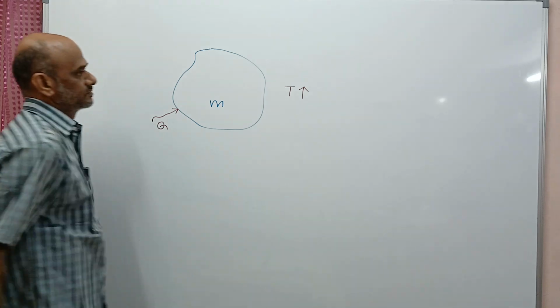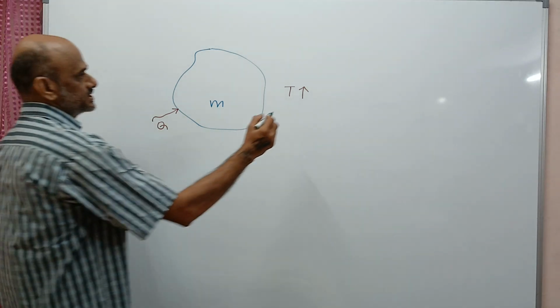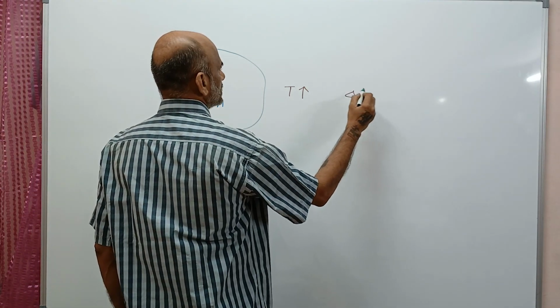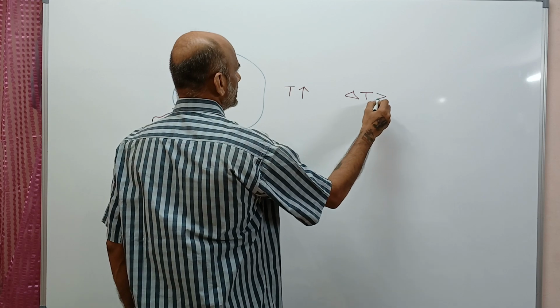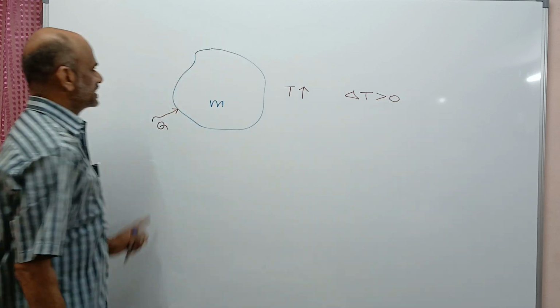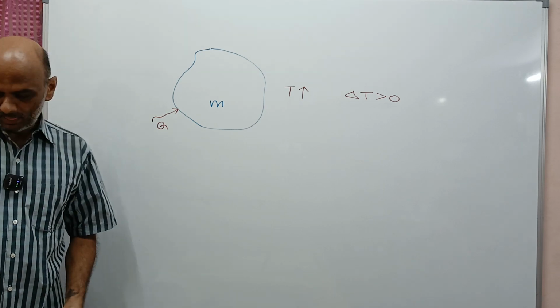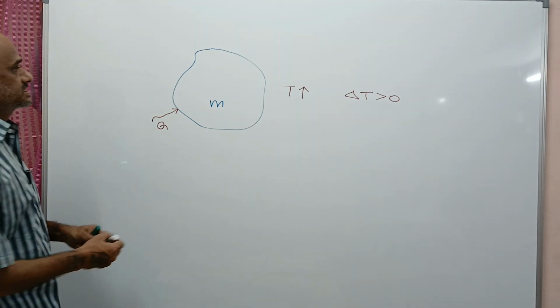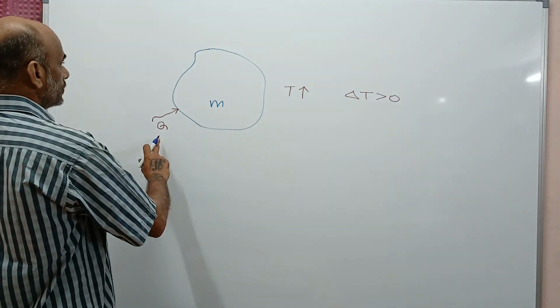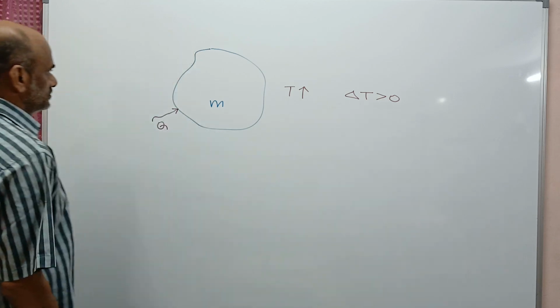So the change in the temperature, delta T, will be positive because heat is supplied. Final temperature will be more than the initial temperature. Now the question is, can we relate Q and this delta T?